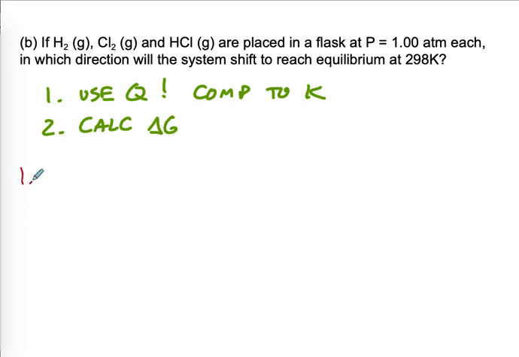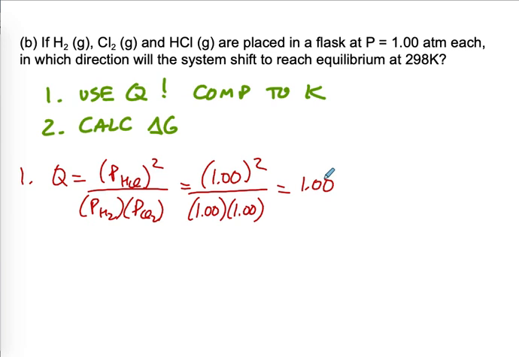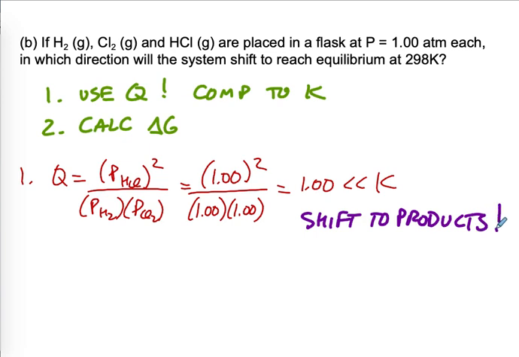So for method number one, I will simply calculate Q as the square of the partial pressure of hydrogen chloride gas divided by the partial pressure of hydrogen gas times the partial pressure of chlorine gas, which is equal to 1 atmosphere squared over 1 atmosphere times 1 atmosphere. And if you get out your calculator to do this, I'm going to fail you in this class, so please don't. So this gives us 1. How does 1 compare to K? Well, we just said K was really, really big. This is much less than K. If Q is less than K, that must mean we have to shift to products, or in the forward direction, in order to achieve equilibrium.